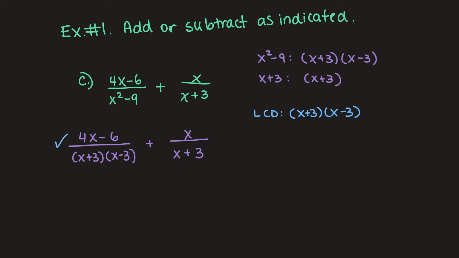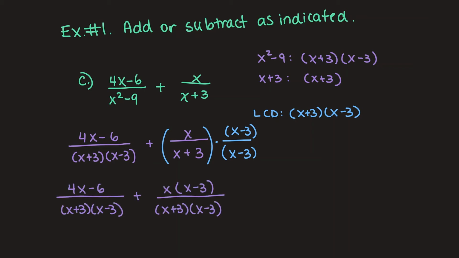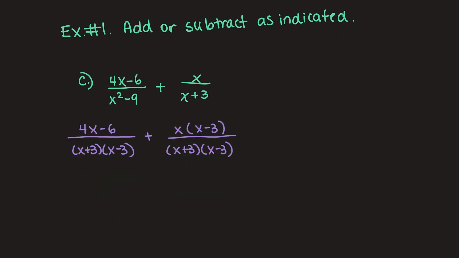So the first expression already has this LCD, so we don't have to rewrite this. And to rewrite the second expression as an equivalent rational expression with this LCD, we multiply it by x minus 3 over x minus 3. And now that we have the same denominator, we can write this as one rational expression by adding the numerators across while keeping the common denominator.